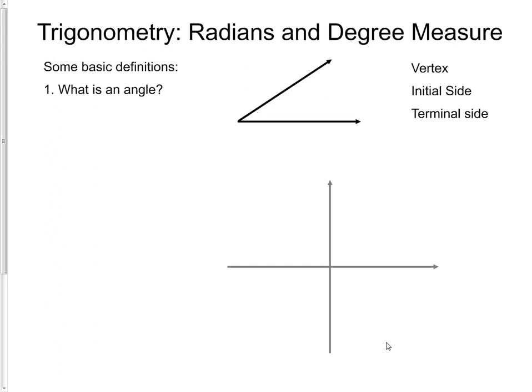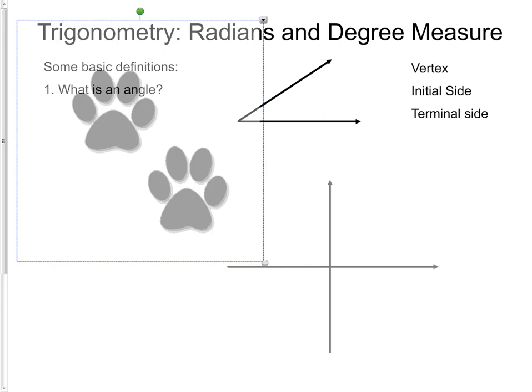Hello everybody, we're going to be talking about trigonometry, specifically about radians and degree measure and some of the basic terminology that goes along with all of it. So before we even start anything, let's take a moment and think about the question, what is an angle? Just take a moment for yourself, write down a definition. So go ahead and hit pause and we'll hang on for a minute.